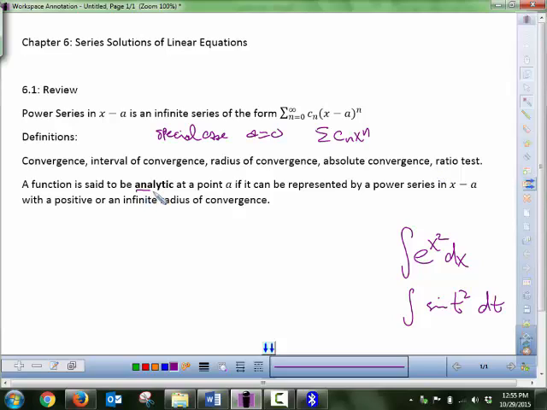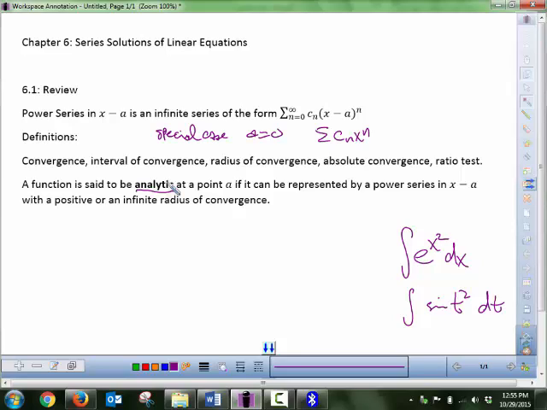Now there's a special word that we're going to use. They call this, in Calc 1, C1 differentiable or C2 differentiable. It's the idea that you can take the derivative of a function so many times.